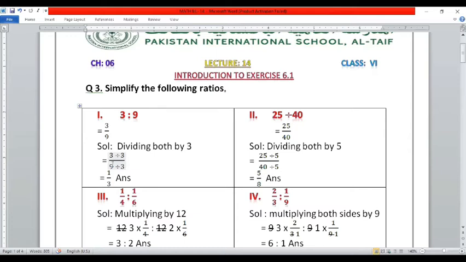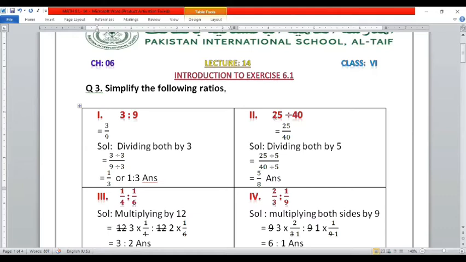3 can divide 3 one time, so I have written 1 here. 3 can divide 9 three times, so I have written 3 in the denominator. The simplified or reduced form of the given ratio is 1 over 3, or you can also write 1 ratio 3. Both answers are right.